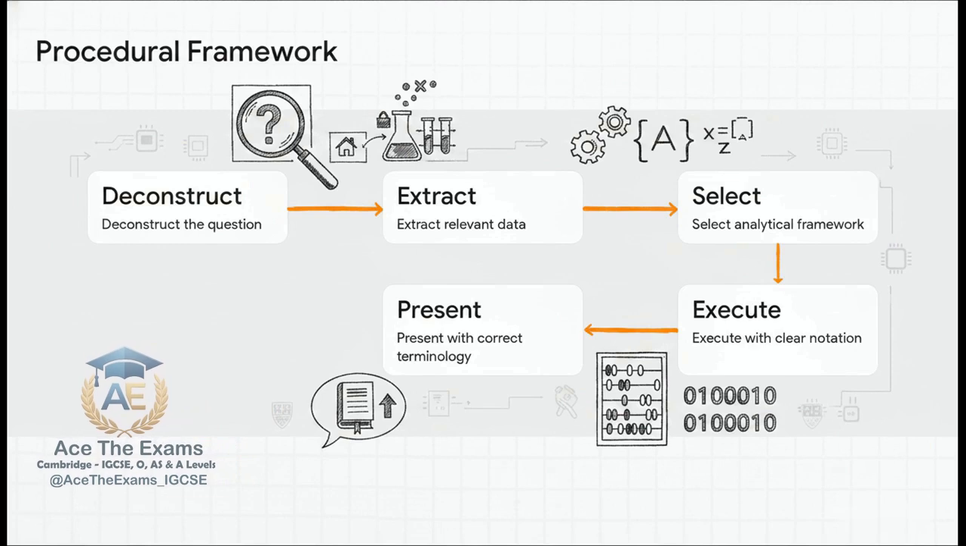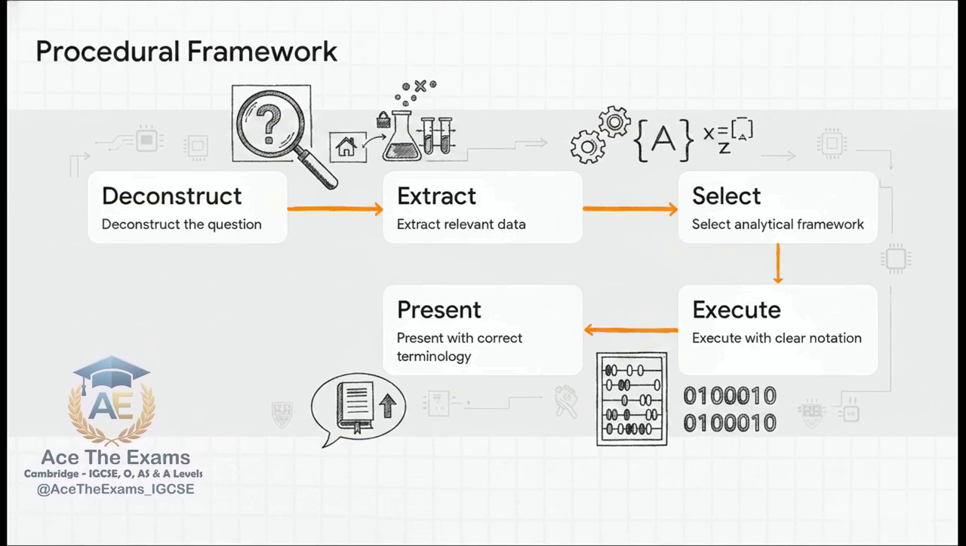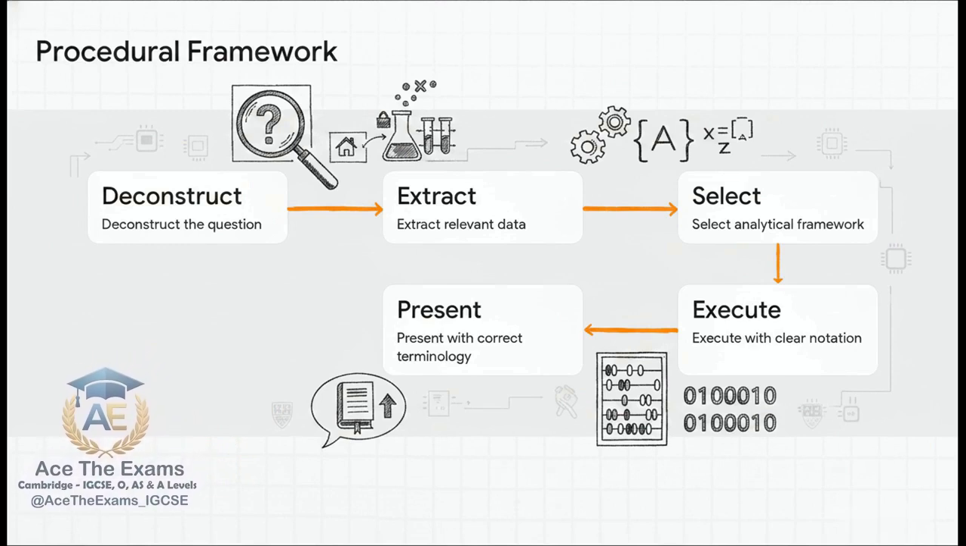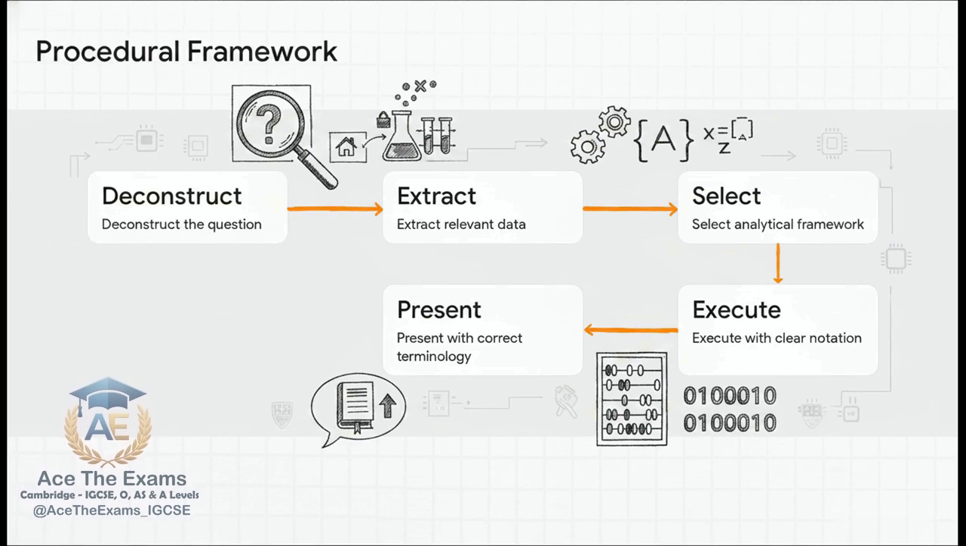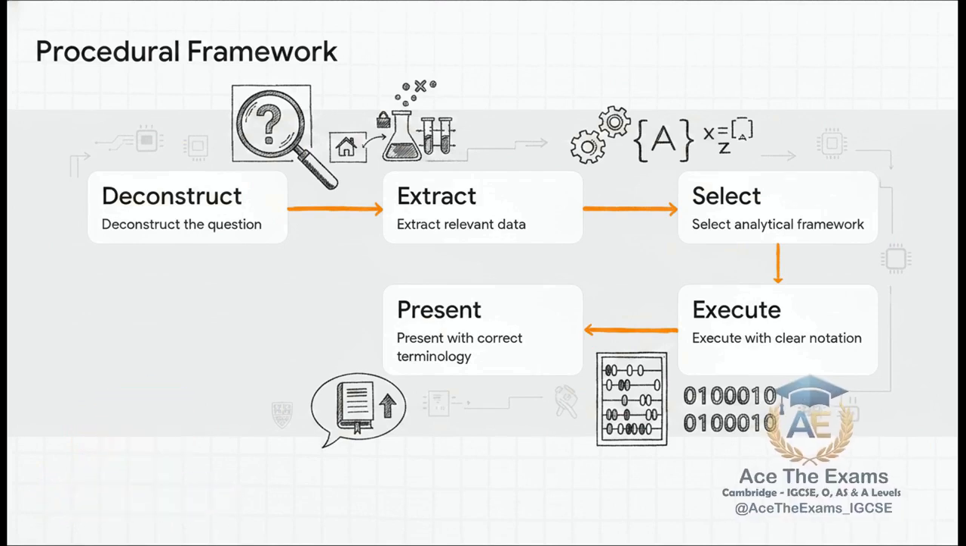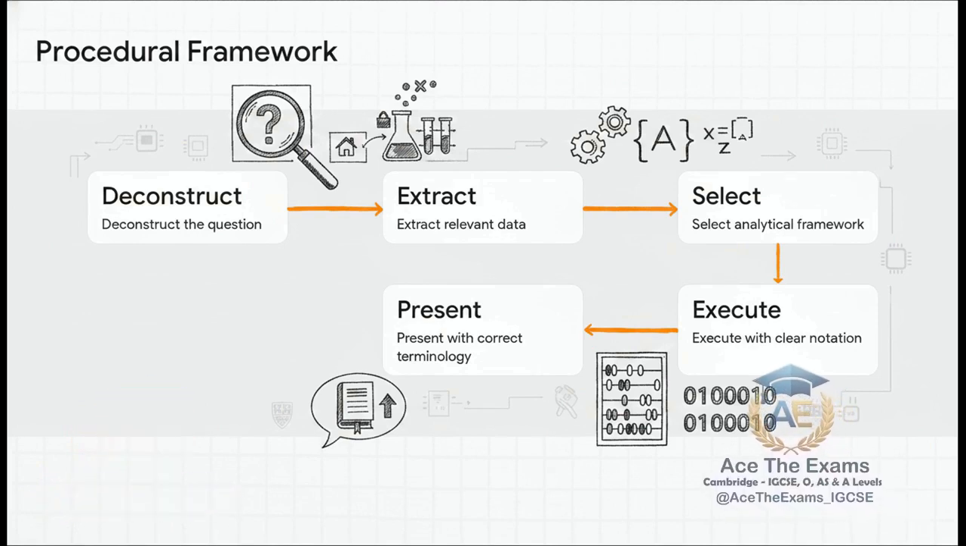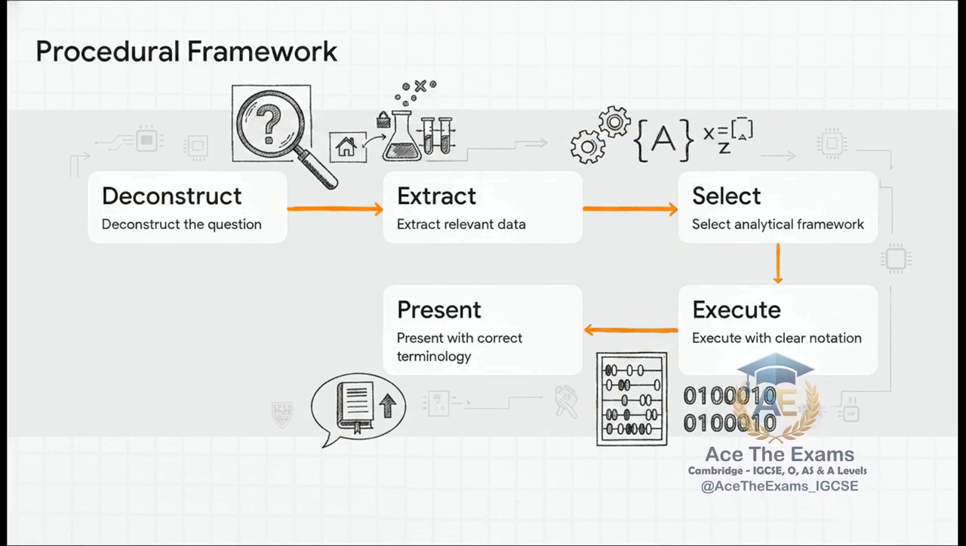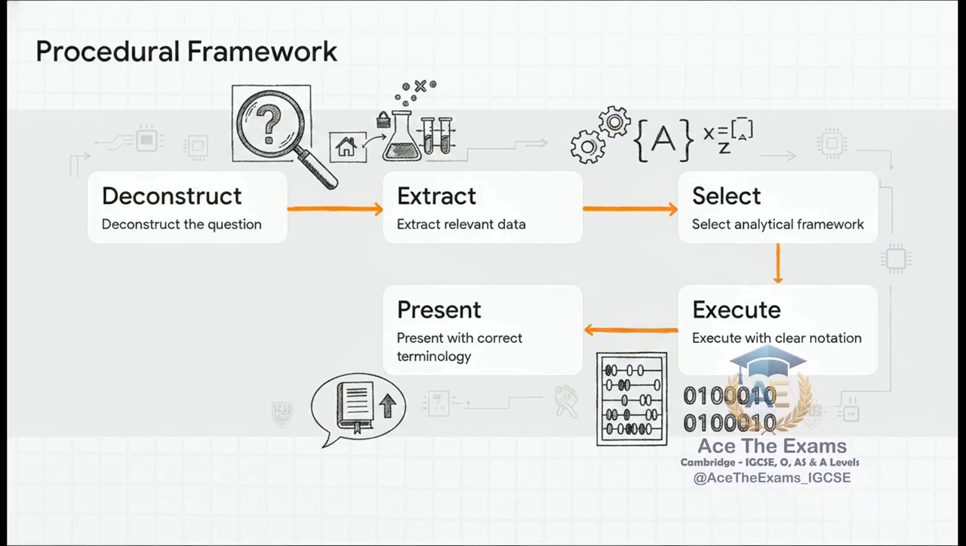Step 4, execute with clear notation. Write out your binary addition so clearly that the examiner can effortlessly see your working. Don't make them guess. And step 5, present with correct terminology. The principal examiner reports literally scream about this every single year. Candidates consistently confuse key terminology. Do not just say it moves the memory, that's way too casual. Say it calculates the absolute address by adding the index register offset to the base address.